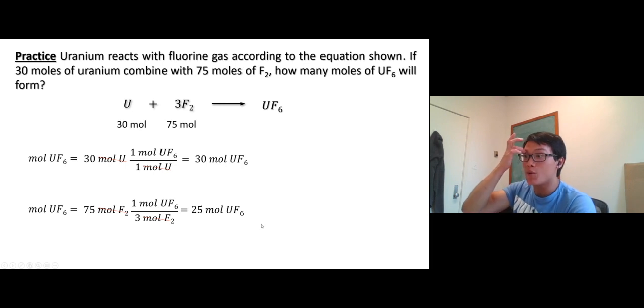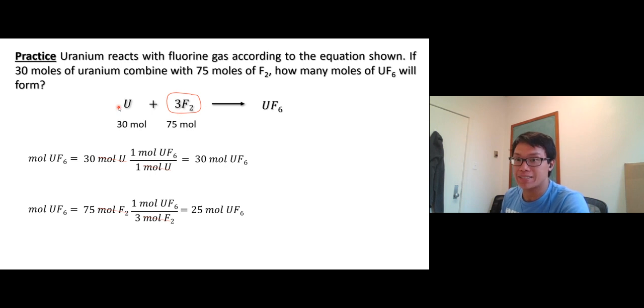Look at that. So who's the real limiting reagent? This one right here. This one will run out first because it gets used 3 times faster than the uranium does. Okay, and so this is the limiting reagent.